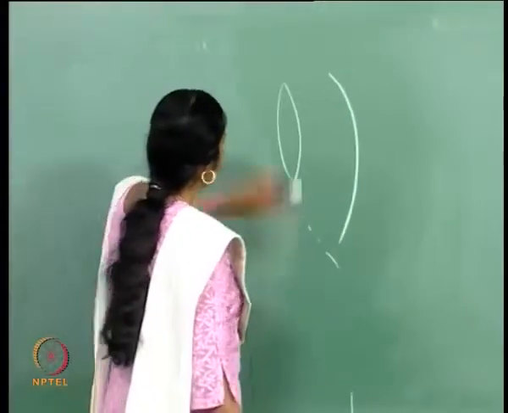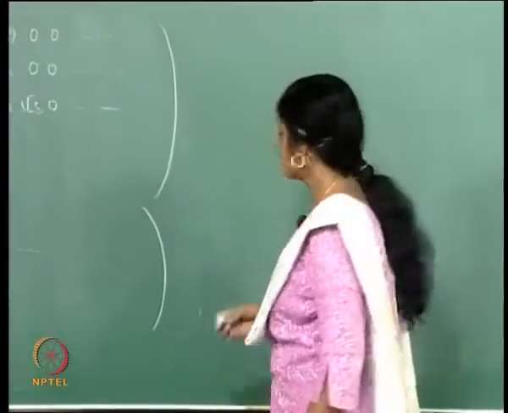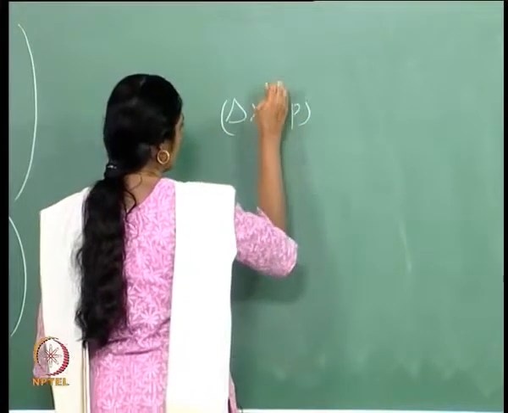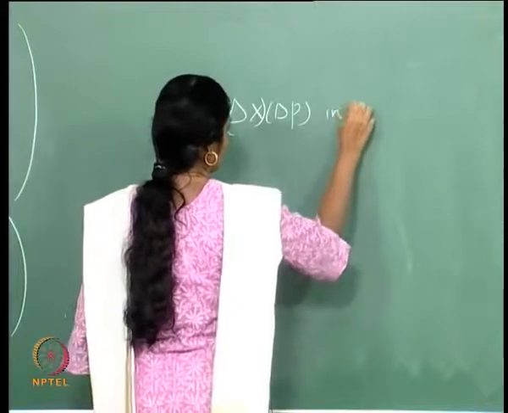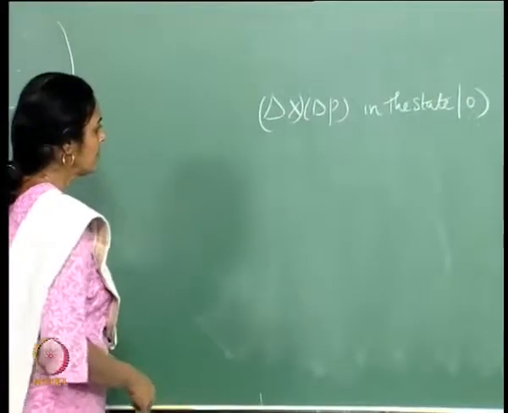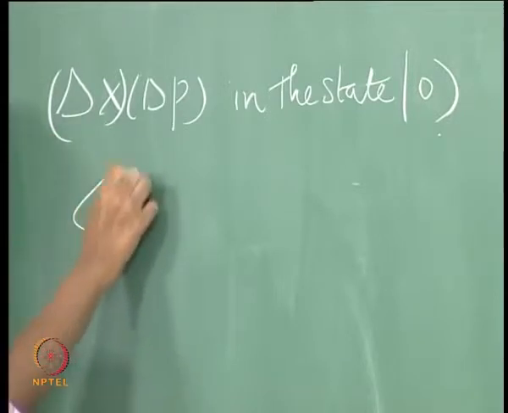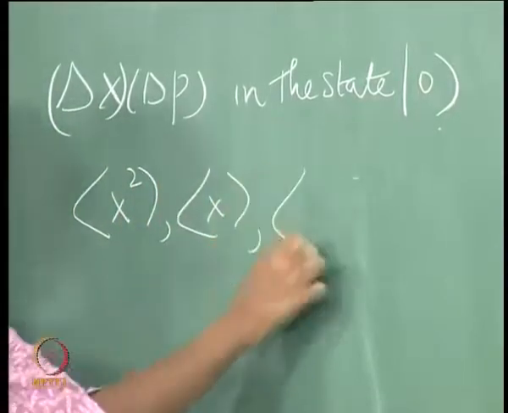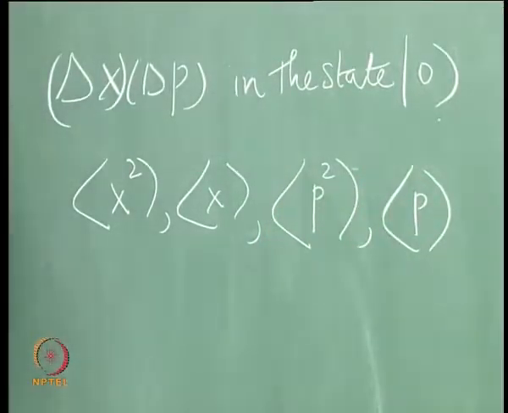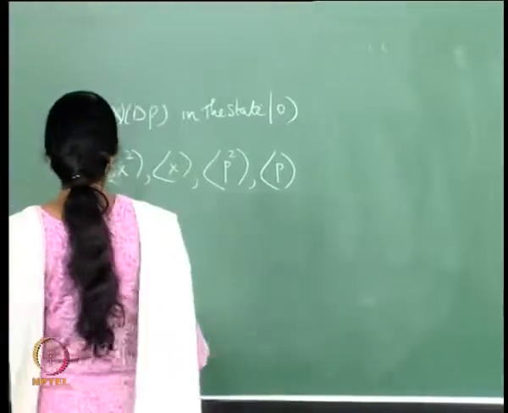I did this in order that I may look at the uncertainty product delta x delta p in the ground state of the oscillator. All I need to do is now calculate expectation value x squared, expectation value x, expectation value p squared and expectation value p in this state, and then of course I know the variance delta x squared and delta p squared. So, we can do that.